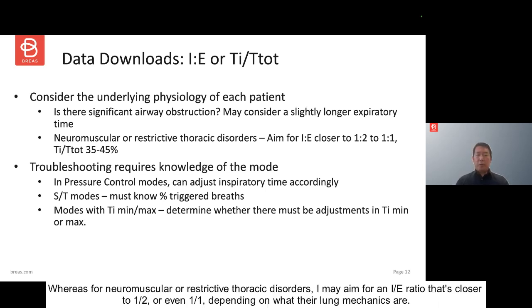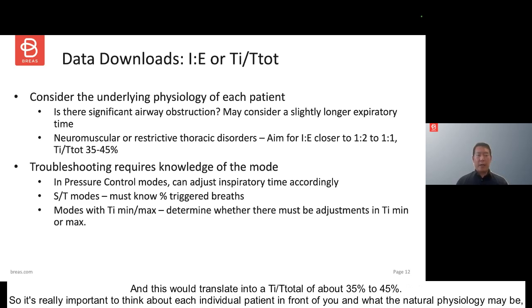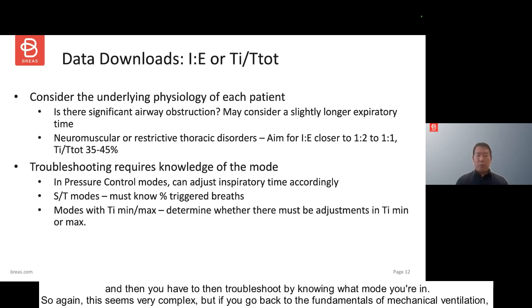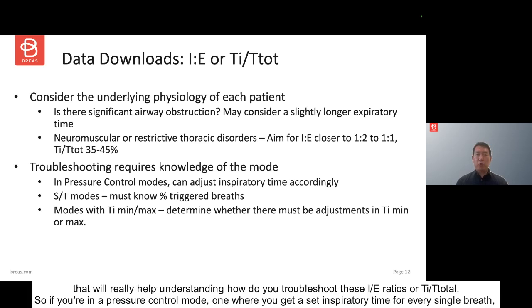Whereas for neuromuscular or restrictive thoracic disorders, I may aim for an I/E ratio that's closer to 1 to 2 or even 1 to 1, depending on what their lung mechanics are. And this would translate into a TI to T total of about 35 to 45%. So it's really important to think about each individual patient in front of you and what the natural physiology may be. And then you have to troubleshoot by knowing what mode you're in. So again, this seems very complex, but if you go back to the fundamentals of mechanical ventilation, that will really help in understanding how to troubleshoot these I/E ratios or TI to T total.